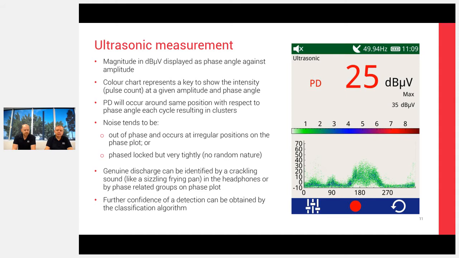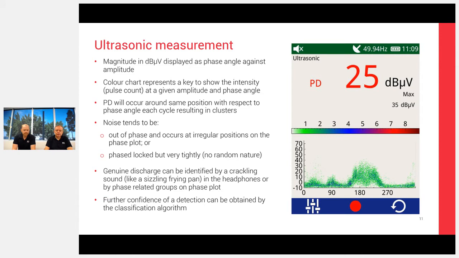The color chart at the bottom gives us a phase resolved plot of the partial discharge, and it's an intensity plot. So you can see where things are happening in relation to the 50 or 60 hertz cycle. So you can see in this particular instance here, we've got some clusters which are phase locked, and we'll show again some more examples of what that means in the coming slides.